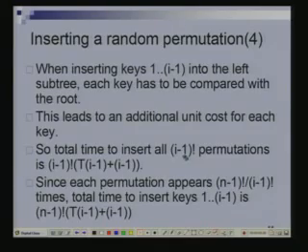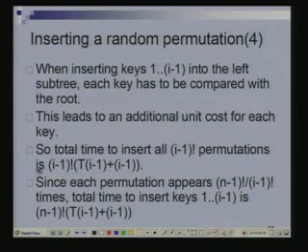So, what is the total time to insert all the i minus 1 factorial permutations then? Well, recall T(i minus 1) is the average time to insert i minus 1 keys. In the tree that I am creating, I am taking 1 unit extra for every node that I am inserting, because first I am comparing it against the node. So, this is the average time I am taking to insert the i minus 1 keys in my tree.